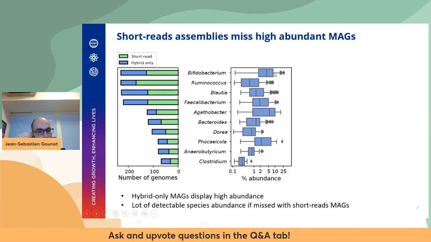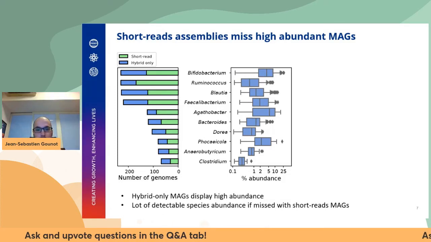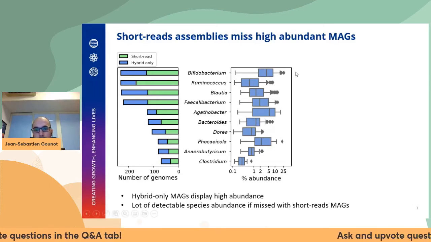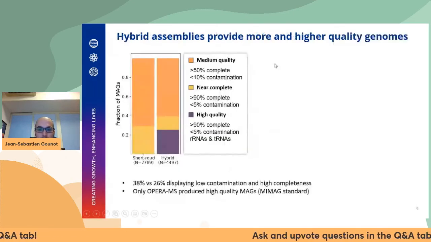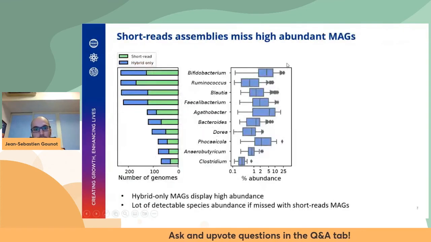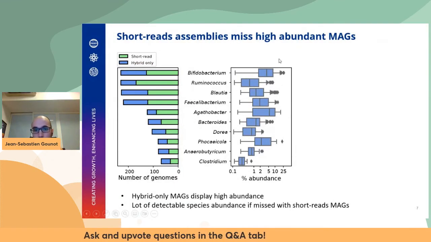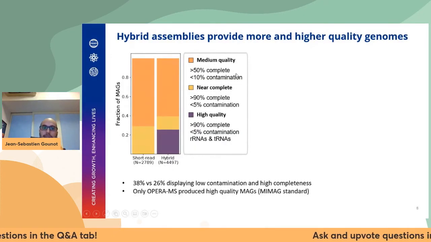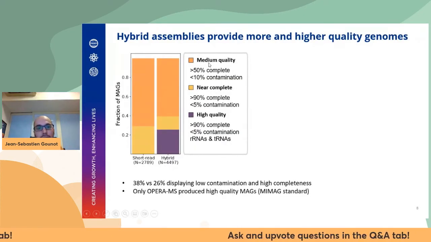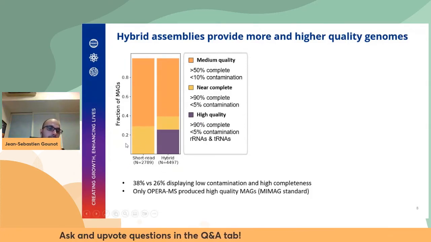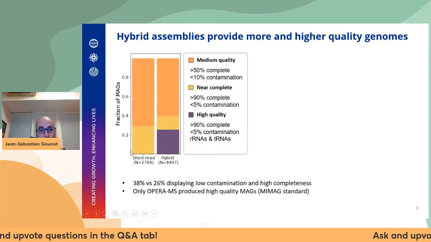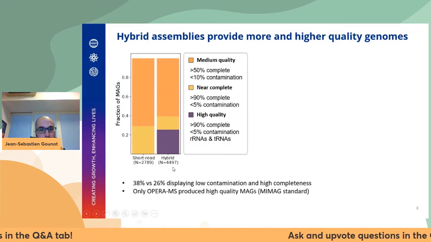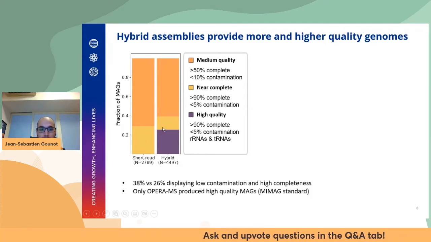So this means that when doing assemblies using short reads, there are very highly abundant species, up to 25% abundance, which are missing in assembly using short reads only. After that, we classify the different MAGs with a very classical approach with the MIMAG standards, from medium to high quality. And what you can observe is that using short reads, we have absolutely no high quality MAGs, while when using the hybrids, you have almost 20% of them defined as high quality.